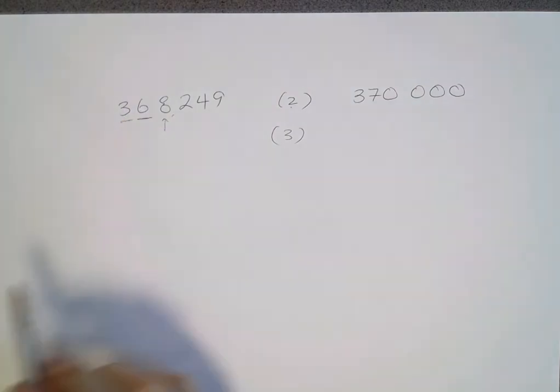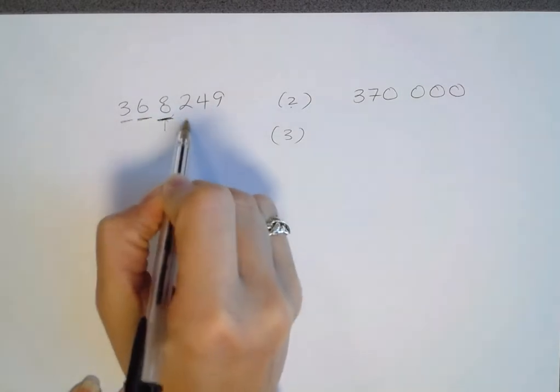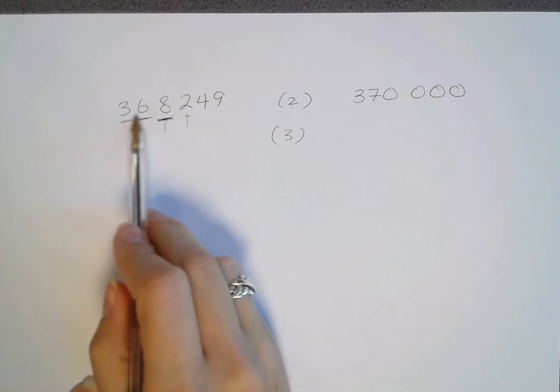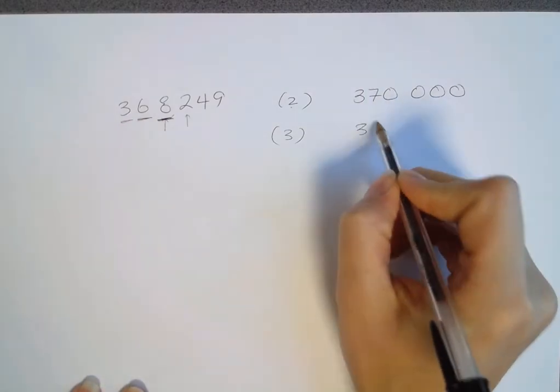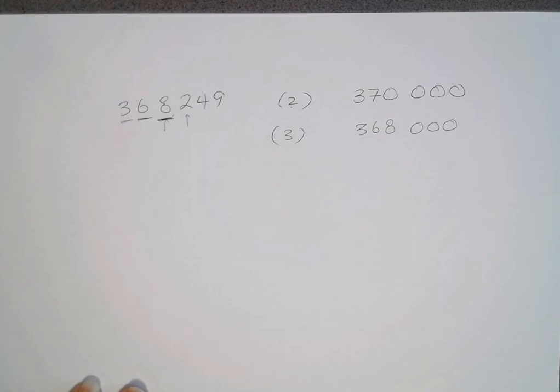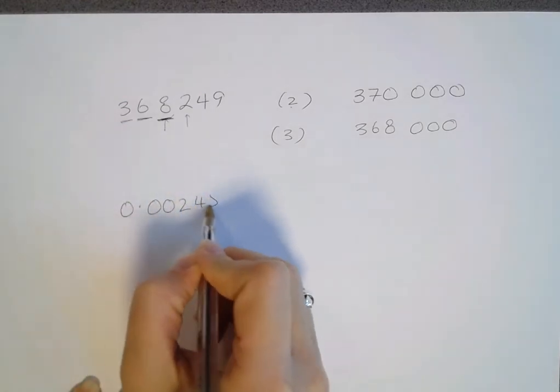We've rounded this number up to 370,000. If I now want to focus on 3, I need to look at 1, 2, 3 and focus on this fourth place getter. 2 is going to round down, so really these are our 3 important numbers. So 368,000.